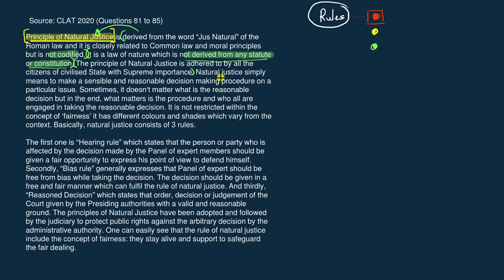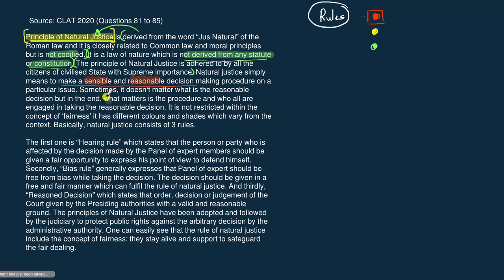Perfect. Natural justice simply means to make a sensible and reasonable decision-making procedure on a particular issue. So now you get a little more important detail. It says it's making a sensible and reasonable decision. The moment you have words like sensible and reasonable, it's very difficult to ascertain what is sensible and what is reasonable. And obviously in the law there is this reasonability test, which is based on what a reasonable person would do or what a sensible person would do. So it's about making sensible or reasonable decisions. That's what natural justice is all about.